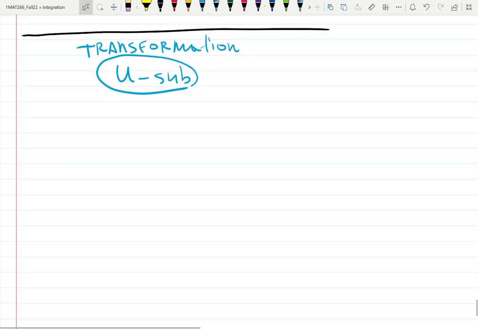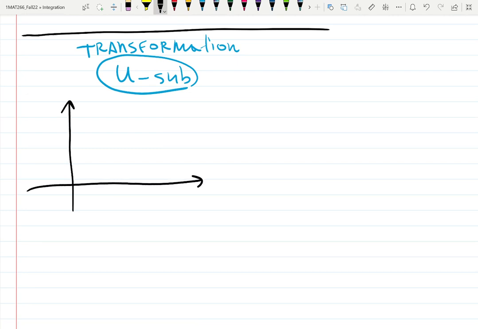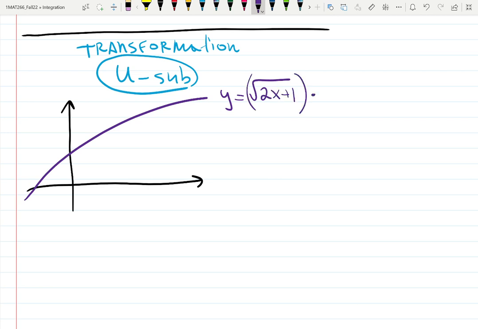And let me show you this beautiful graph. We had the square root of 2x plus 1. The function square root of 2x plus 1 looks like this. y equals square root of 2x plus 1 times 2. It was also multiplied by 2. I plotted it. The integral from 0 to 4 is this area. So we're looking for this area.